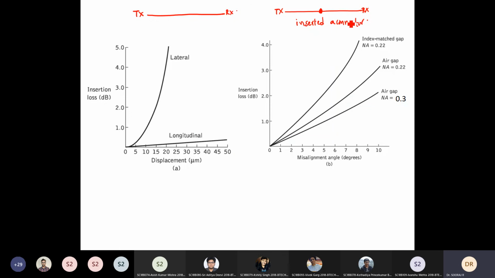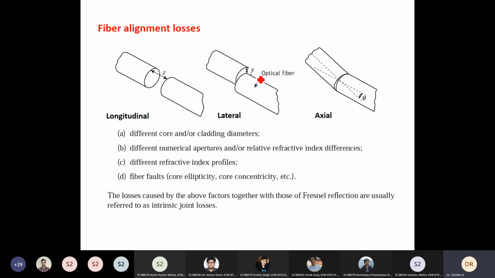Because I have inserted a connector, it is going to add an additional loss. That loss is what is called insertion loss. You can also call it connector loss, but generally you call it insertion loss. This insertion loss becomes serious if, so here I have plotted the insertion loss because of longitudinal misalignment and because of lateral misalignment. Lateral misalignment is this one. Compared to longitudinal misalignment, lateral misalignment is serious because you're going to lose a significant amount of power.